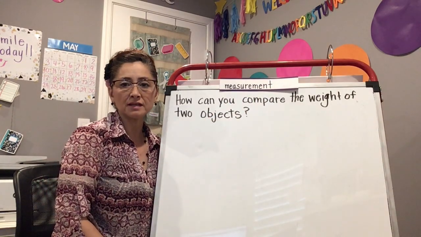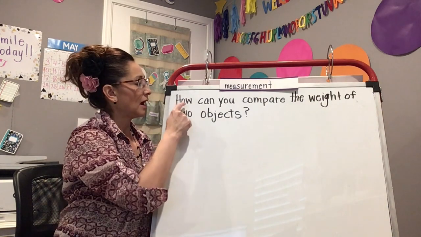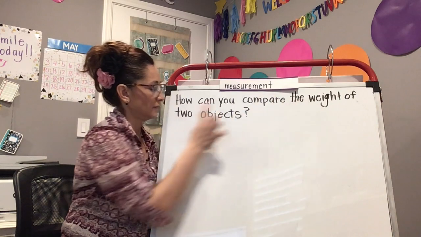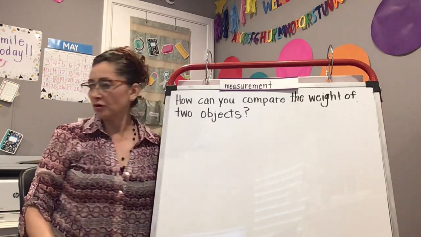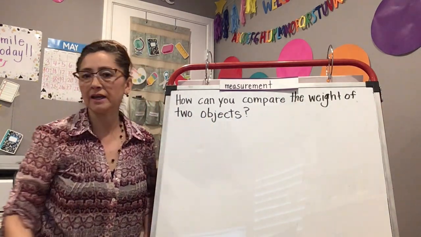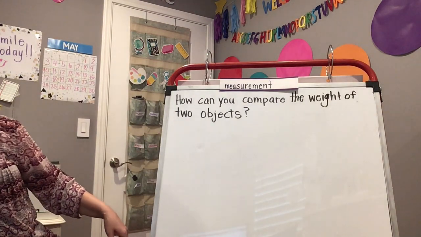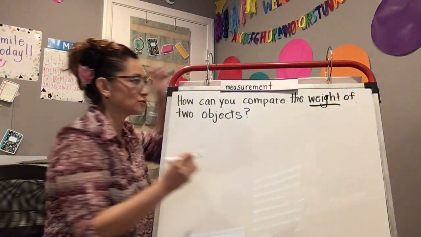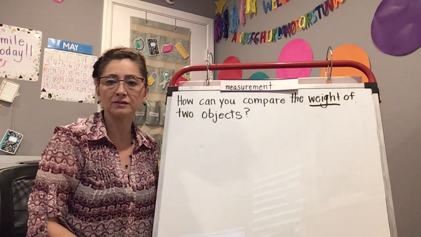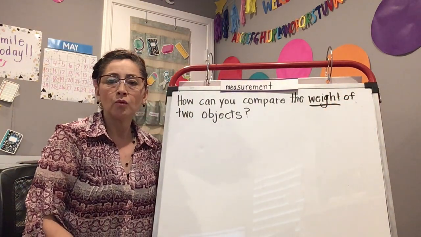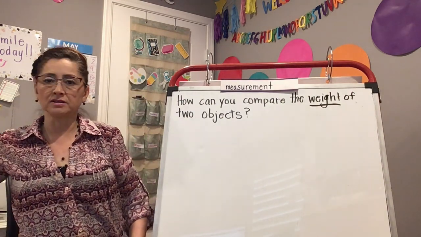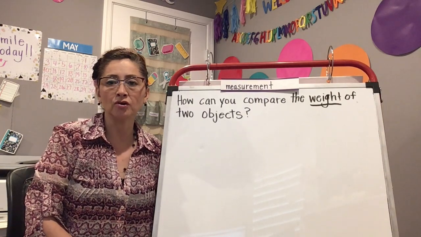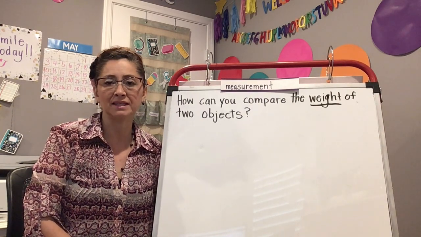Let's take a look at today's essential question. How can you compare the weight of two objects? So I want you to take a good look at this word here. Weight. That's what we are going to be talking about today. Weight. When we talk about weight, boys and girls, we are talking about how heavy or how light something is.